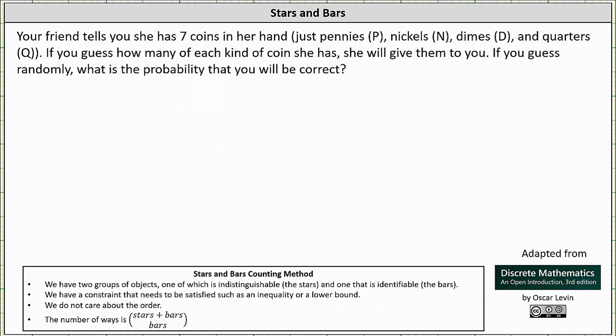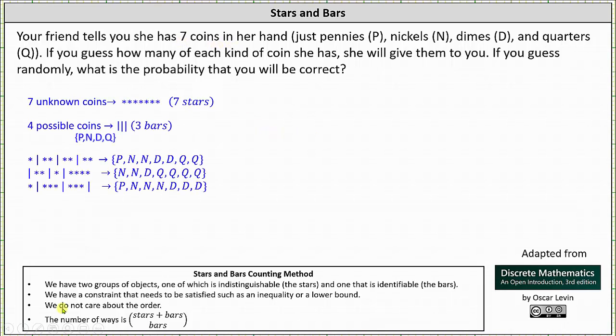We'll first determine the total number of possible outcomes using the stars and bars method of counting, and then we'll determine the probability you randomly guessed correct. To begin, because there are 7 coins of unknown type, we have 7 stars, or 7 indistinguishable coins. And because the coins must either be pennies, nickels, dimes, or quarters, there are 4 possible coins, and therefore we have 3 bars.